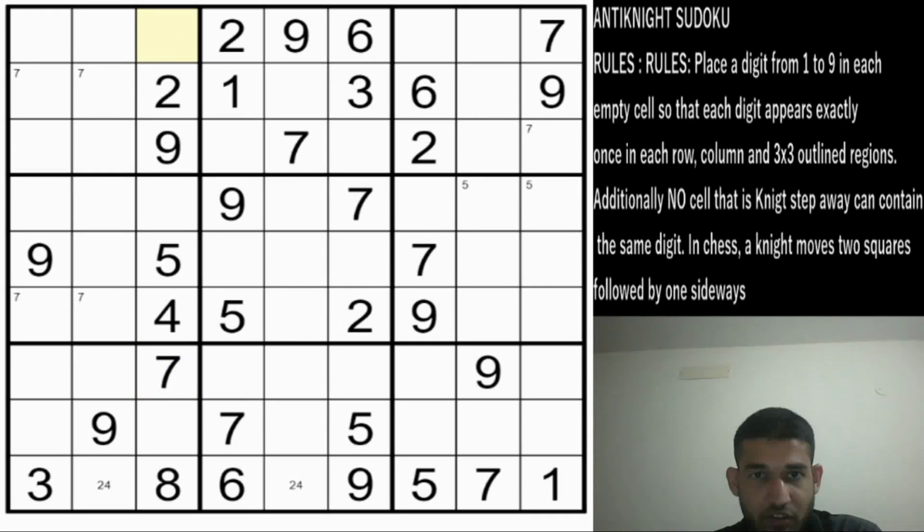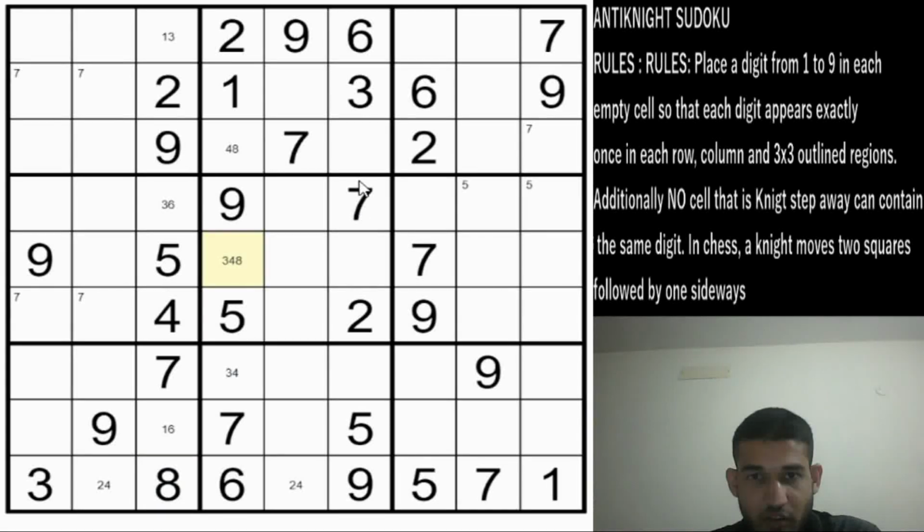Now we can notate the left out digits. This would be 1 or 3, this would be 3 or 6 because 1 is at a knight's move from this cell, and this would be a 1 or a 6. Column 4 can be notated now. The left out digits are 3, 4 and 8, so this would be a 4 or 8. This would be a 3 or 4 because 8 is at a knight's move, and this would be a 3, 4 or 8.